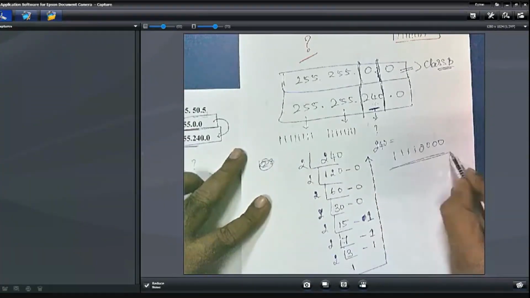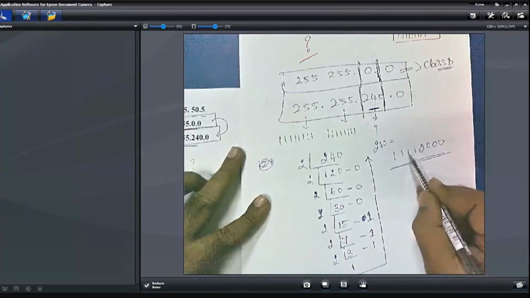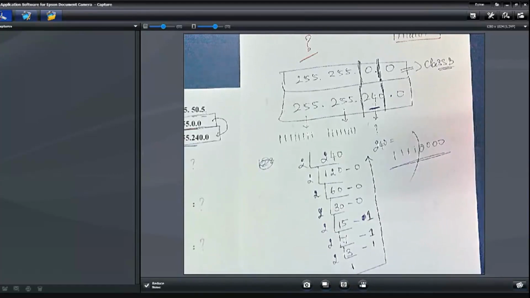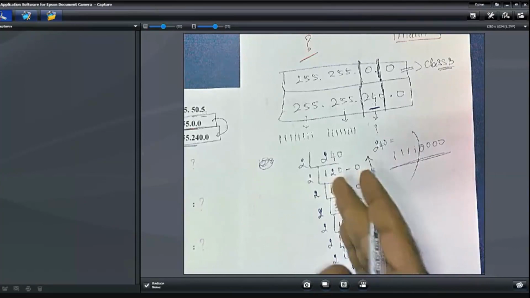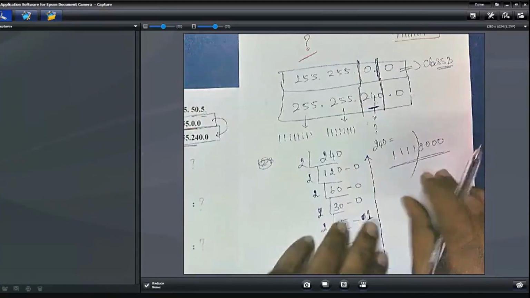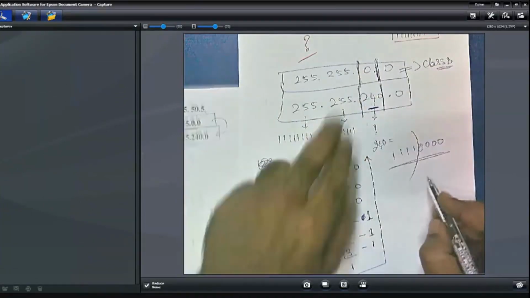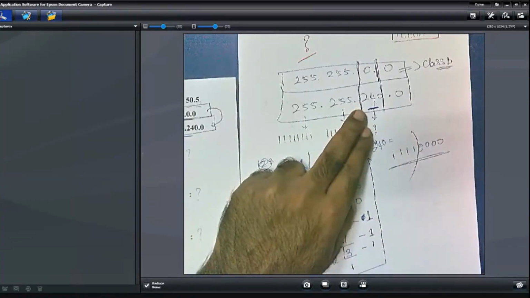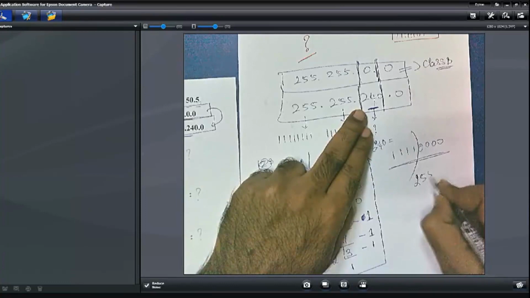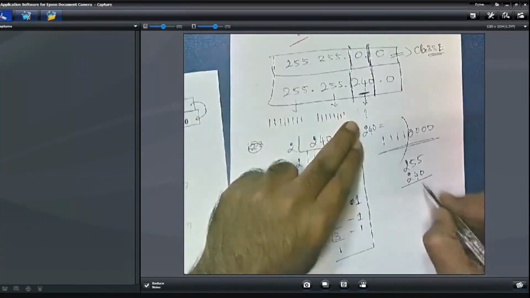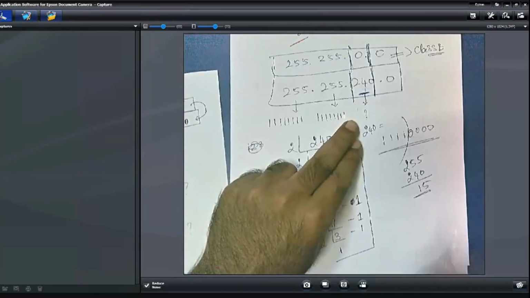So now you see 240 is equal to this. That means 1 2 3 4, 4 bits they borrowed. I will do it in a very simple way. 240 is here. Total is 255. So 255, 240. If you minus, you will get 15.